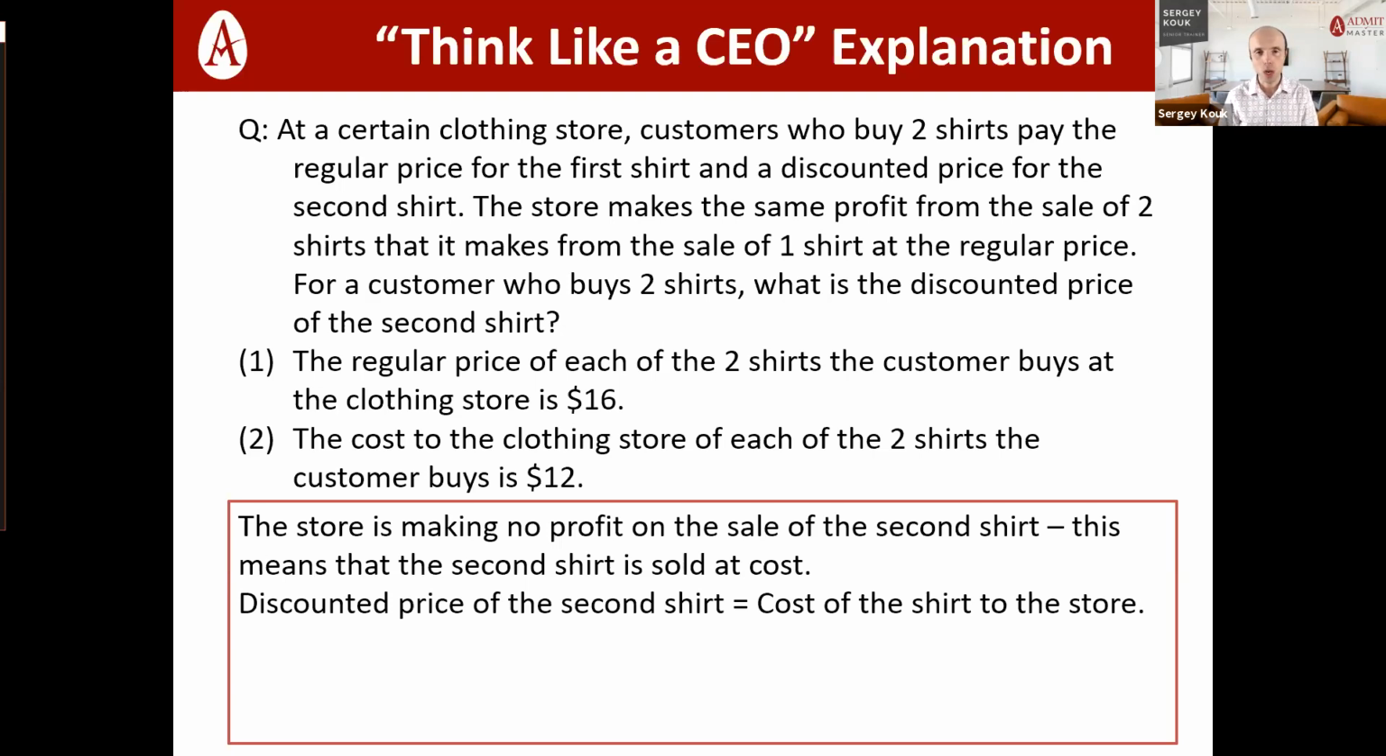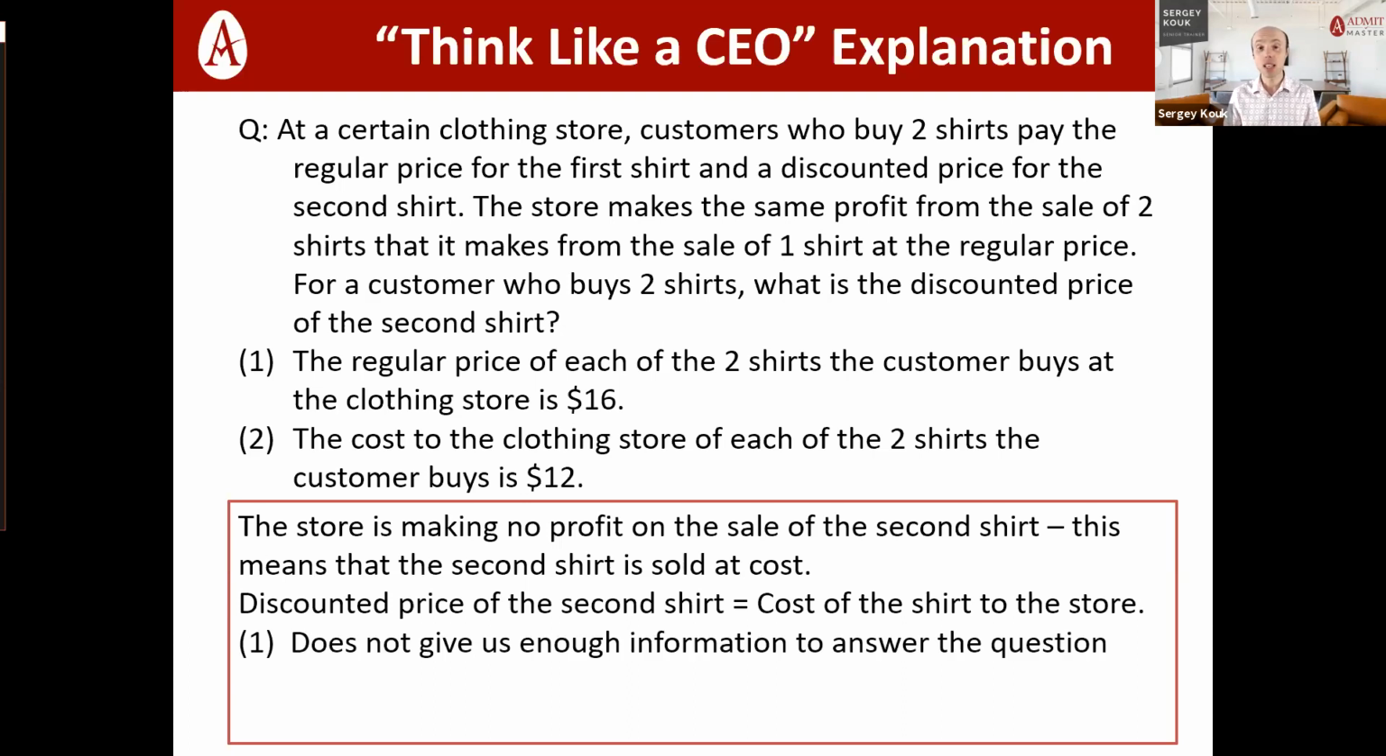Let's take a look at statement 1. It gives us the regular price of the shirts. Well, the regular price is nice, but it doesn't give us enough information. We would love to know either the amount of the discount or maybe the discounted price or something else. So statement 1 is definitely not sufficient, and nobody actually chose A, so that's great.